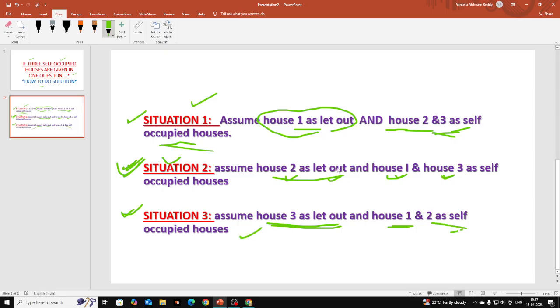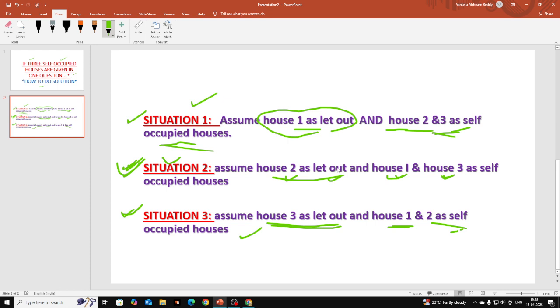So again he will do the calculation under situation 3 also. House 3 he will do under let out house format, and house 1 and house 2 he will do under self-occupied house format. And if any incomes are there and any losses are there, losses he will deduct from incomes, then he will get net income from house property.